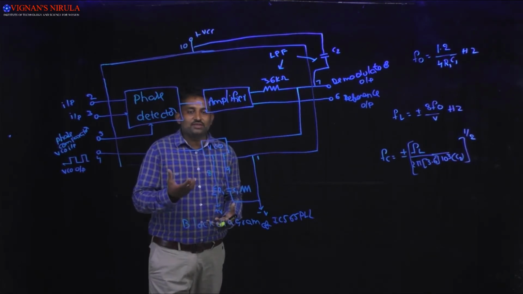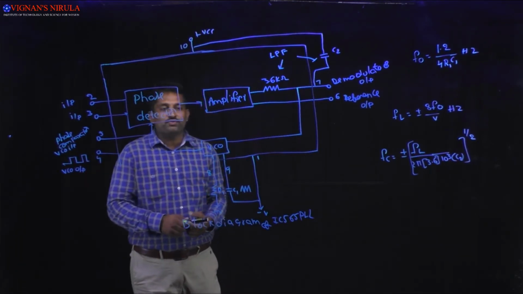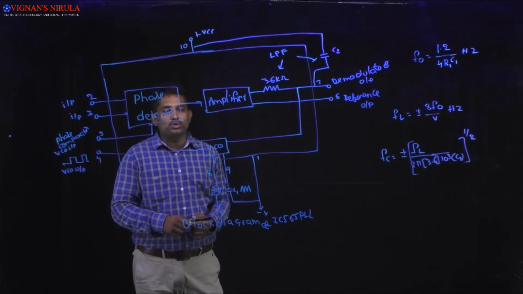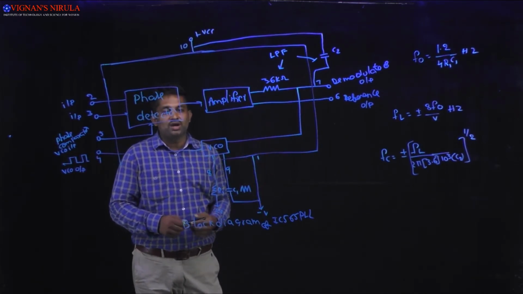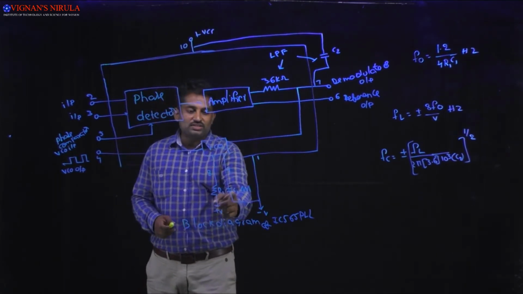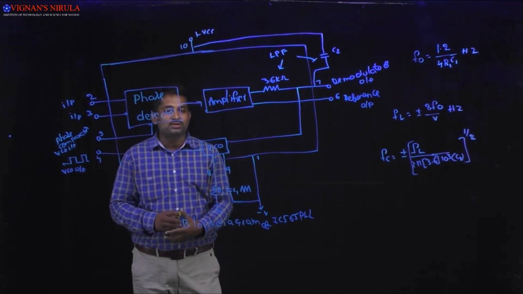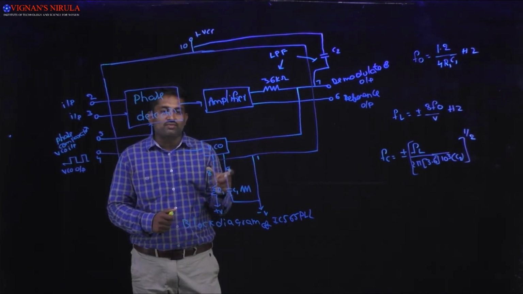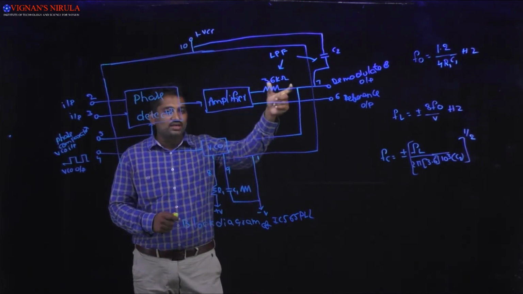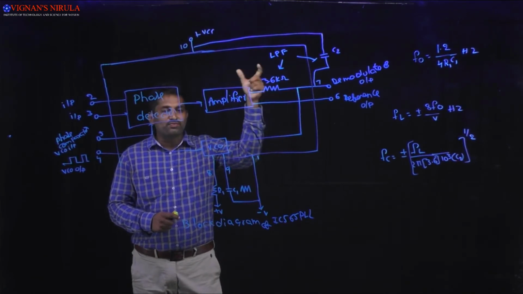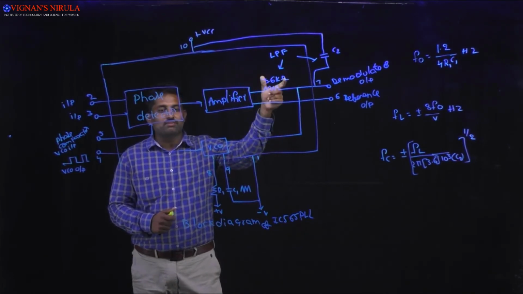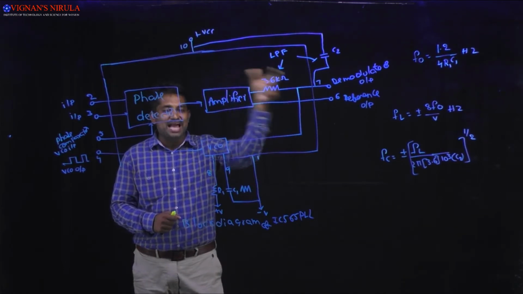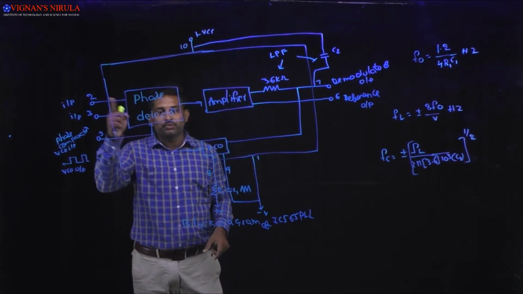What is the center frequency of VCO? F naught is equal to 1.2 divided by 4 R1 C1, and this R1 and C1 will be connected to pins 8 and 9. By adjusting the values of R1 and C1, make that free running frequency F naught, which is nothing but the center frequency of PLL, exactly the middle of the input frequency.